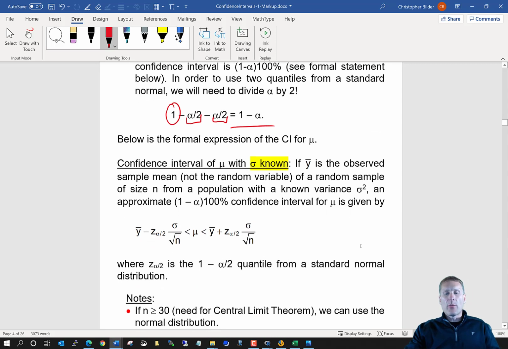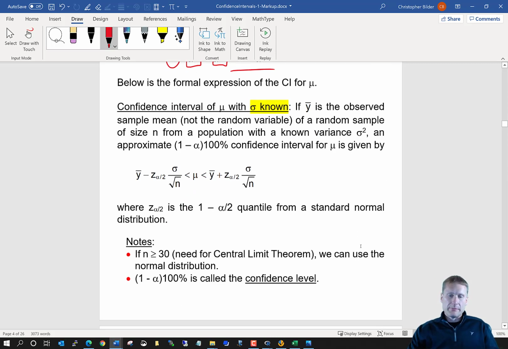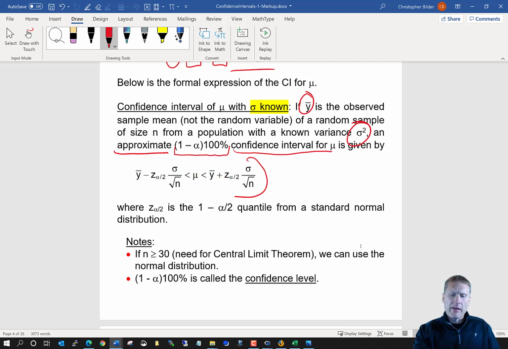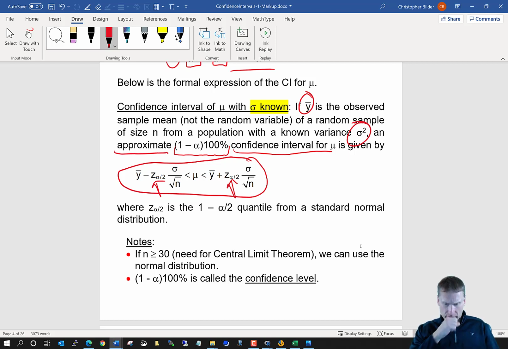Okay, so now we get to the formal expression for a confidence interval for mu. Y bar is our observed mean. We have some variance sigma squared, and we want an approximate, because we're working with the central limit theorem, 1 minus alpha times 100% confidence interval for mu, given by this expression here. This is exactly what we've seen, except now we put z sub alpha divided by 2 in there instead. So if alpha was 0.05, you would replace that z sub alpha divided by 2 with 1.96, and we get what we had before, essentially.